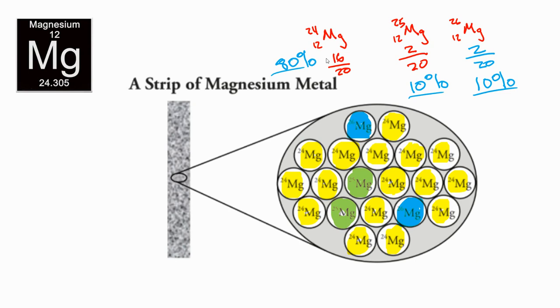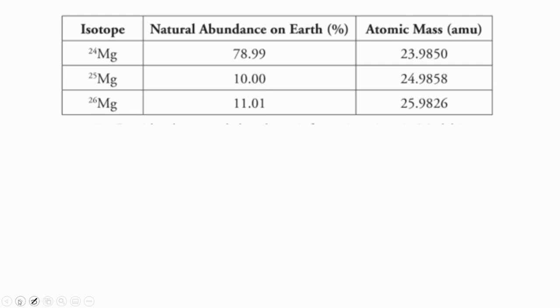And if you looked at millions and trillions of atoms of magnesium, what you would find is that the percentages stay pretty much the same. If I look at magnesium-24, it's almost 80%. If I look at magnesium-25, it's about 10%. And magnesium-26 is about 11%. This is looking at a sample not of 20 atoms, but of millions or billions or trillions.